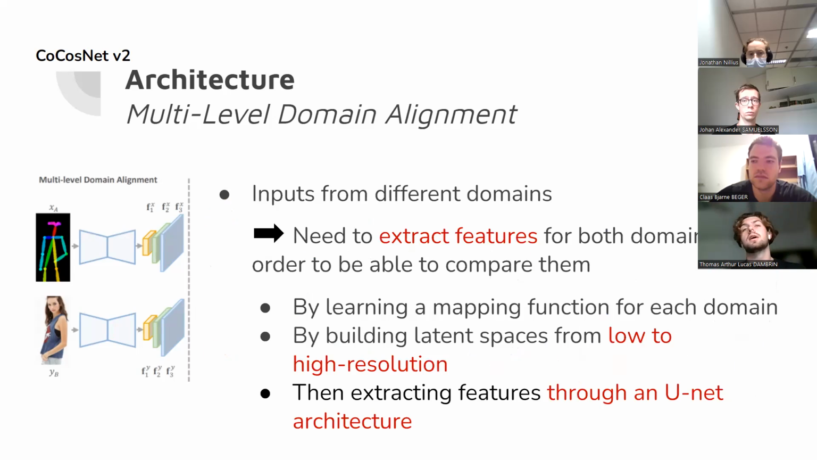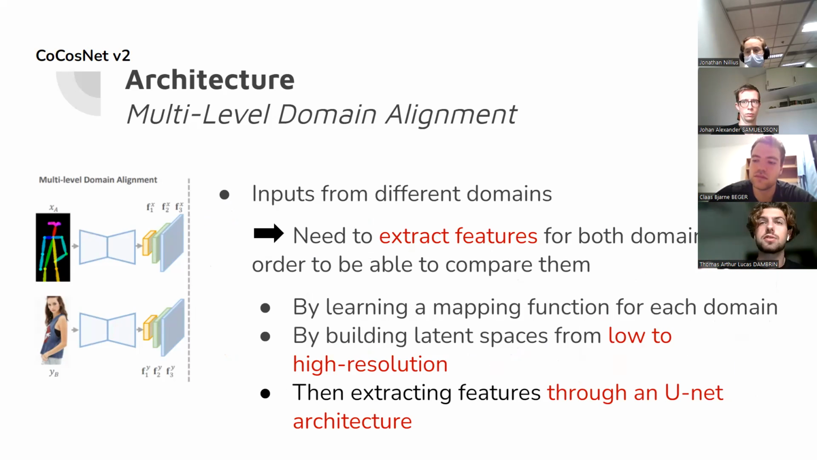As the input images' domains are different, we first need to extract features from both these domains in order to be able to compare them with similarity metrics. In CoCosNet V2, this is done by learning a mapping function for each domain to then build a finite number of latent spaces for both input images, which range from low to high resolution. Once it's done, features are extracted through a U-Net architecture such as the one presented in the Pix2Pix approach.